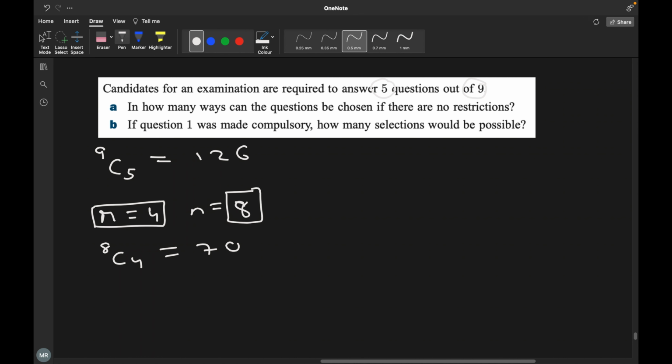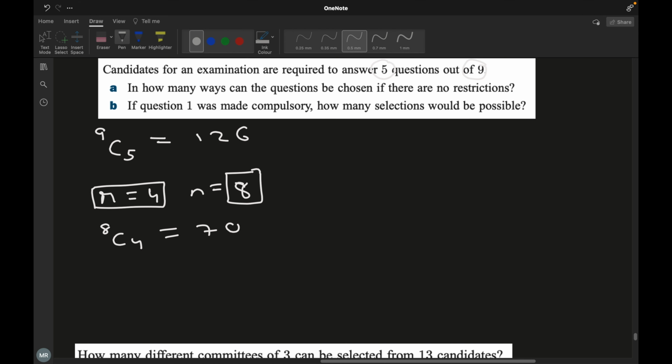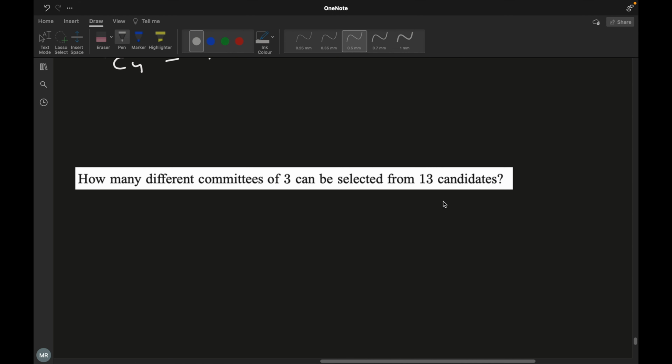This would be 70. I hope you've understood the reasoning behind this, because it's very important to know these questions, because they come in the past papers very frequently. Now let's solve the next one.